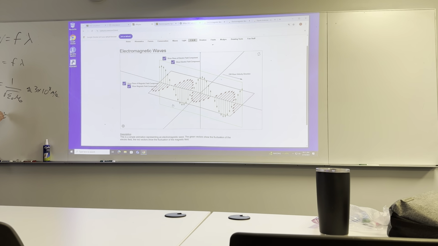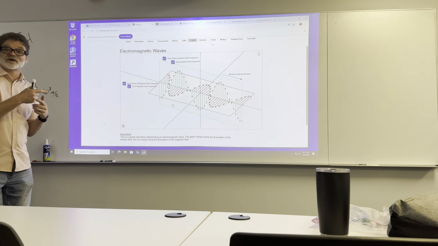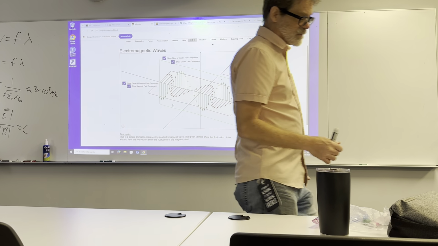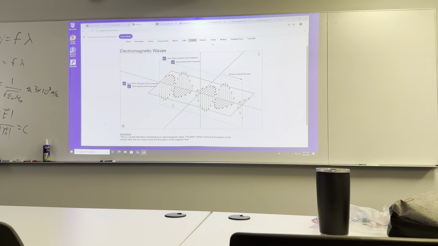E over B is equal to c. So this is the relationship between the electric field and the magnetic field. They're connected by the speed of light, because that's got those constants, epsilon naught, mu naught. Does that make sense?